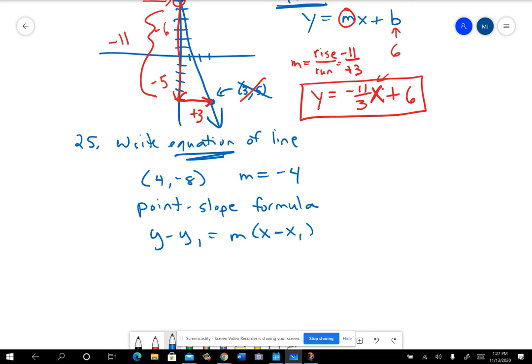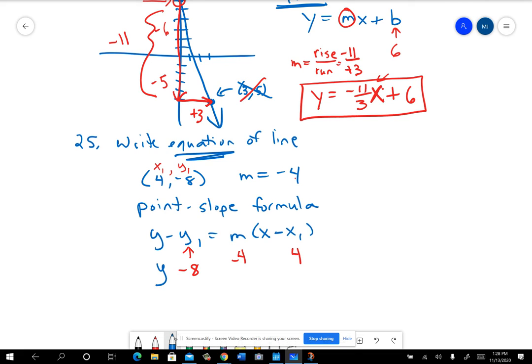Okay, now there are other ways to do this, but with us not being able to be together, I chose to just show you the one way that most people have the best luck with. So this is an x and a y of some specific point. So the -8 goes where the y1 is. The 4 goes where the x1 is. The slope of -4 goes where m is.